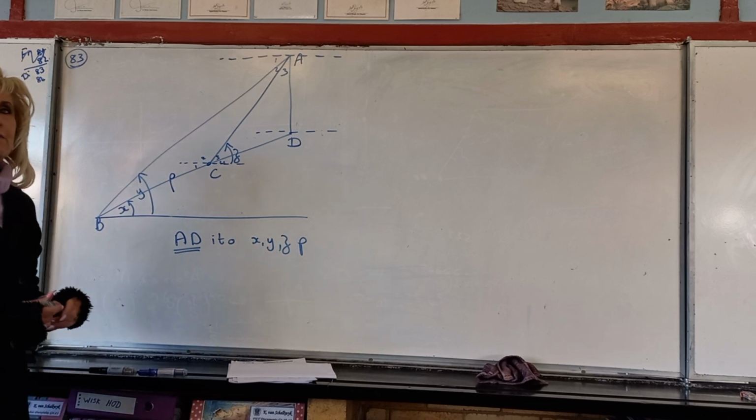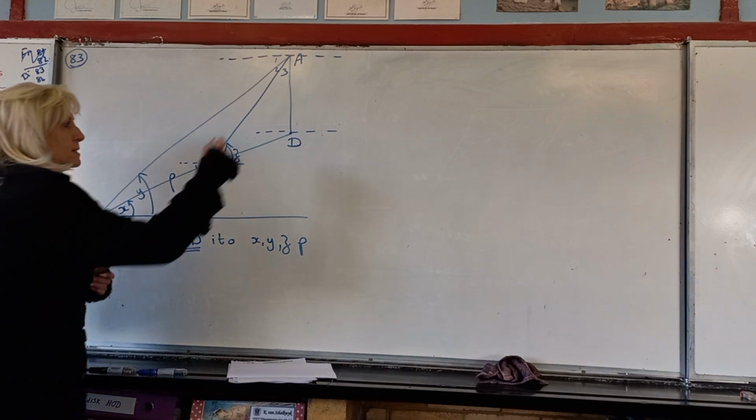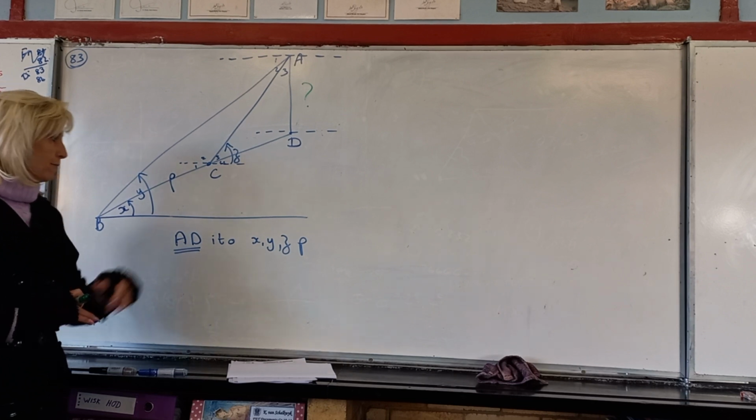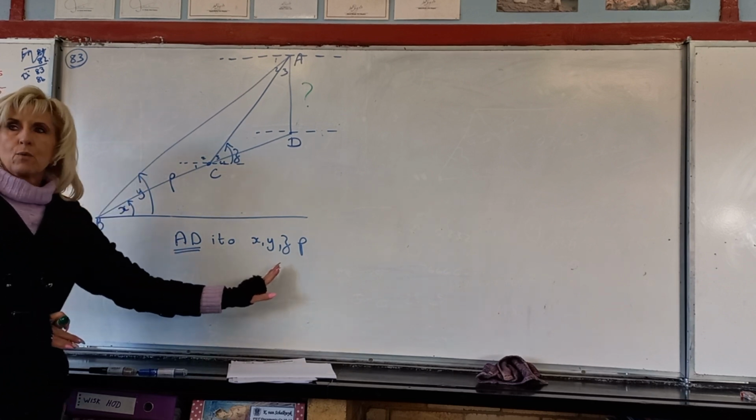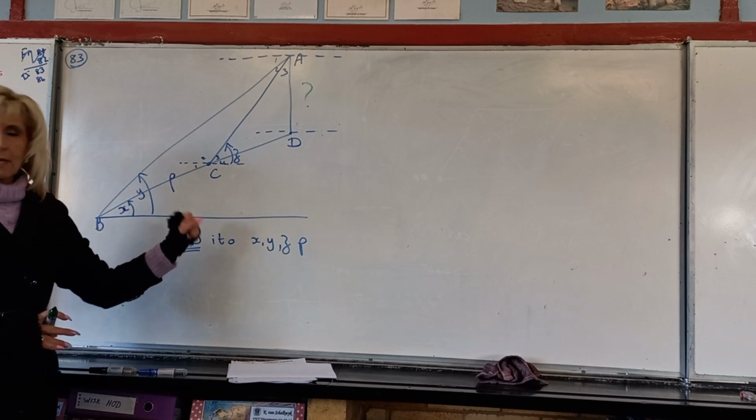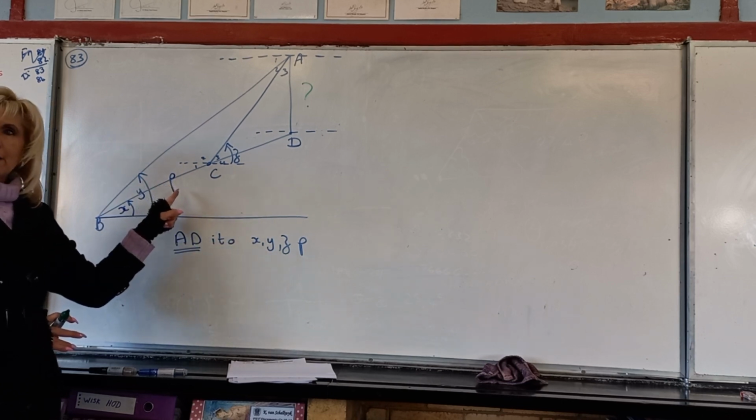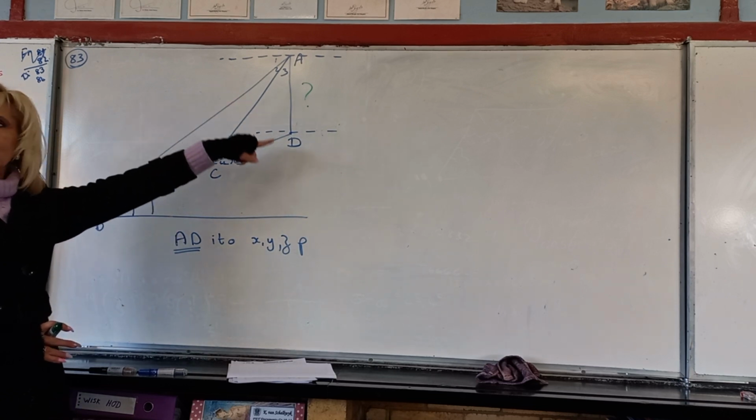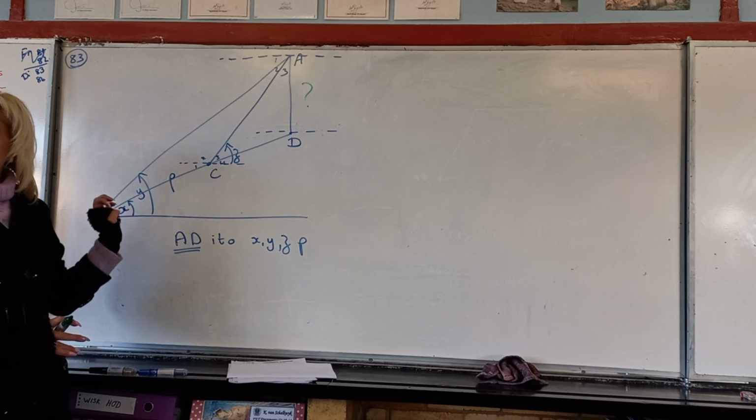They are wanting to find AD, which is the height of the monument, in terms of X, Y, Z, and P. Now remember, X and Y and Z are angles, where P is a length of a side. So P is actually given. So that length of AD is going to be something in terms of all of that.